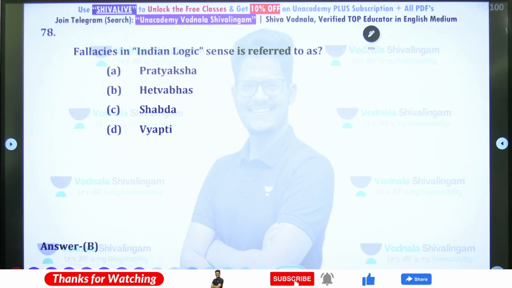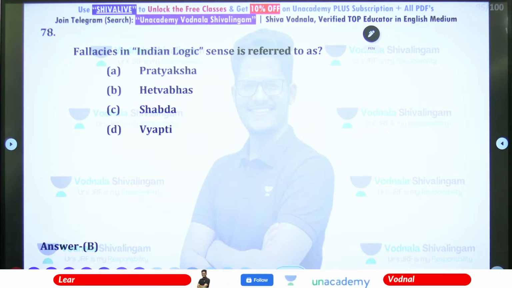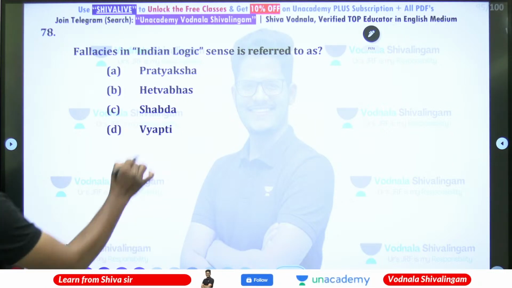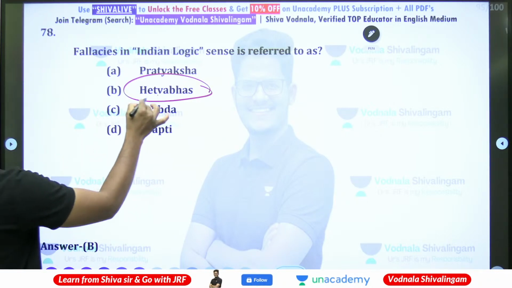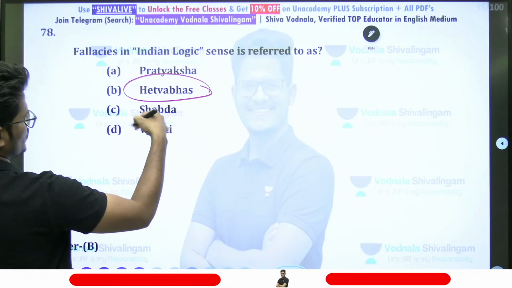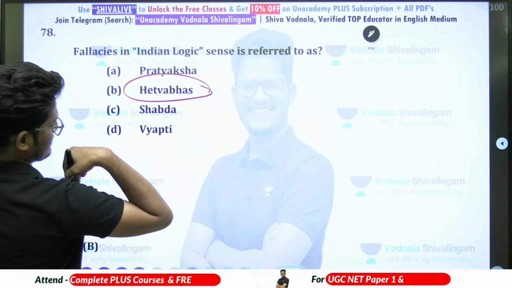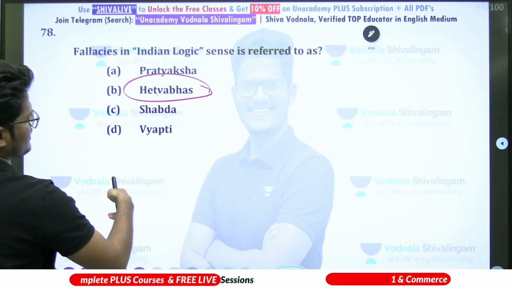Fallacies in Indian logic are referred to as Pratyaksha, Hetvabhasa or Shabda Vyapti. Fallacies in Indian logic: it is Hetvabhasa. In Indian logic, fallacies are termed Hetvabhasa. Hetvabhasa means a contradicting or invalid middle term.